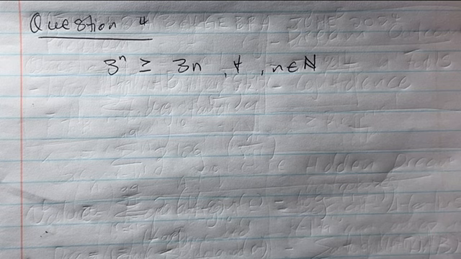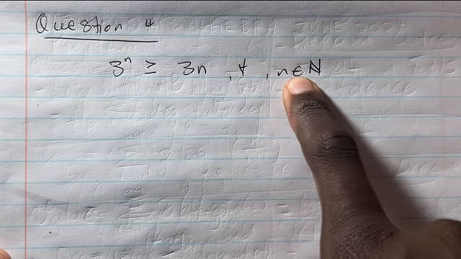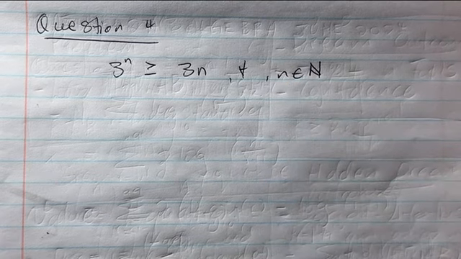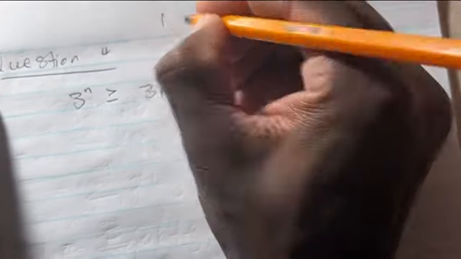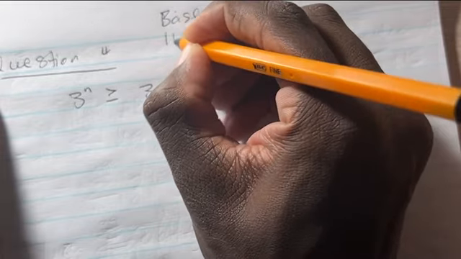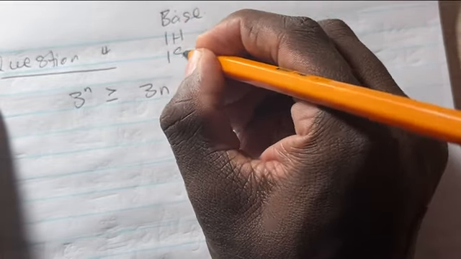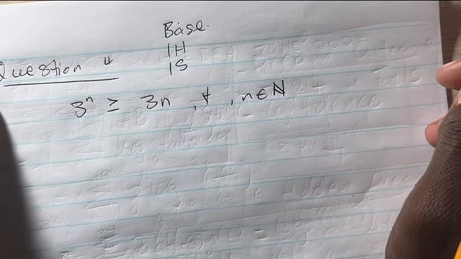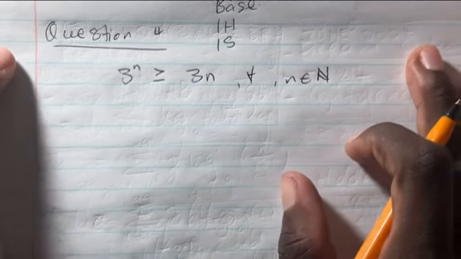Question 4, induction. They want us to use induction to prove that this is true for all values of n that are natural numbers. Whenever you do induction, you have 3 steps. First is base case. Next is inductive hypothesis. And finally, it's inductive step. Then at the end, you should conclude. Just do these 3 phases, and then your statement will be proven.